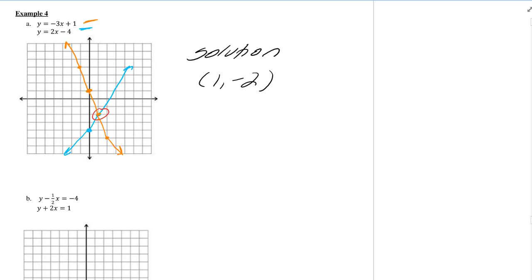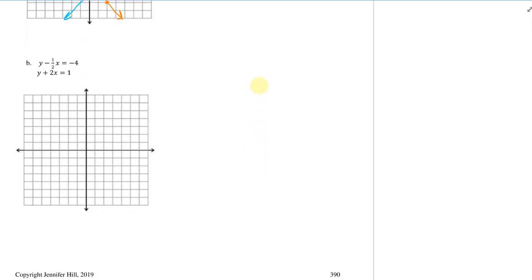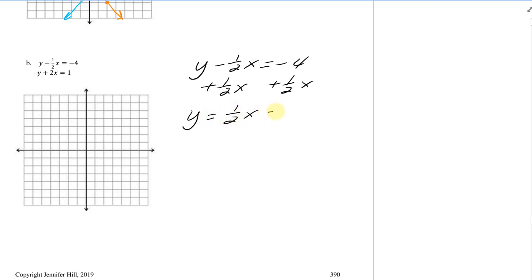Okay, so let's try the other one. So notice there's a little bit of a plot twist with this one, in that these are not in slope-intercept form, so hopefully you notice that. Just got to keep you on your toes. So for this, I first want to put it in slope-intercept form, but that's easy enough to do, right? I can just bring the x over to the other side. So just to be nice and explicit here, I'm just going to add the 1/2 to each side. So I get y equals 1/2 x minus 4. There's my first equation. And then let me do the other one.